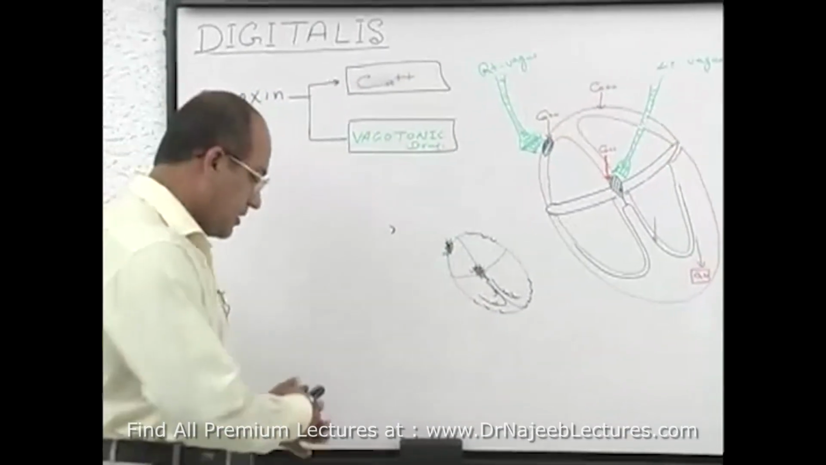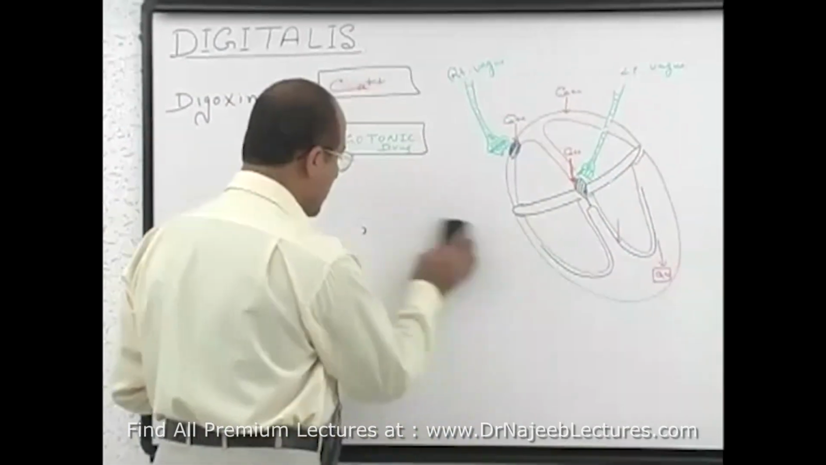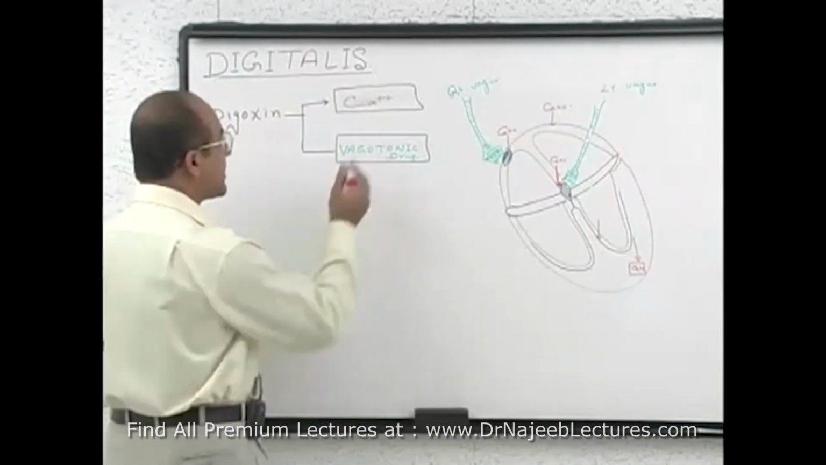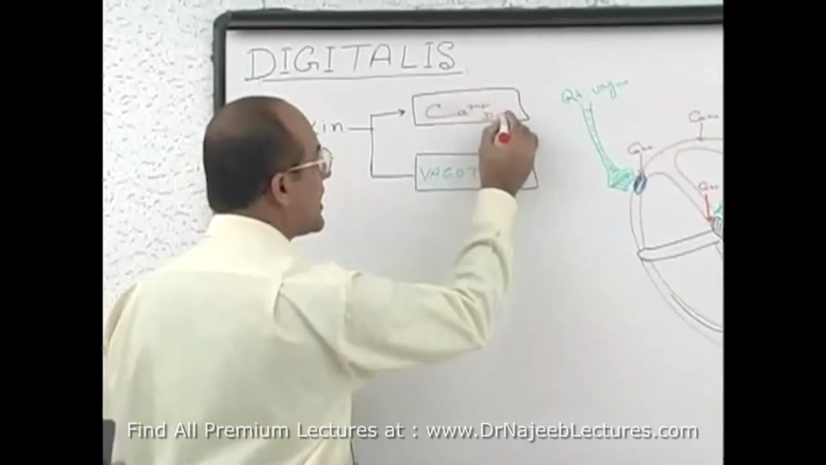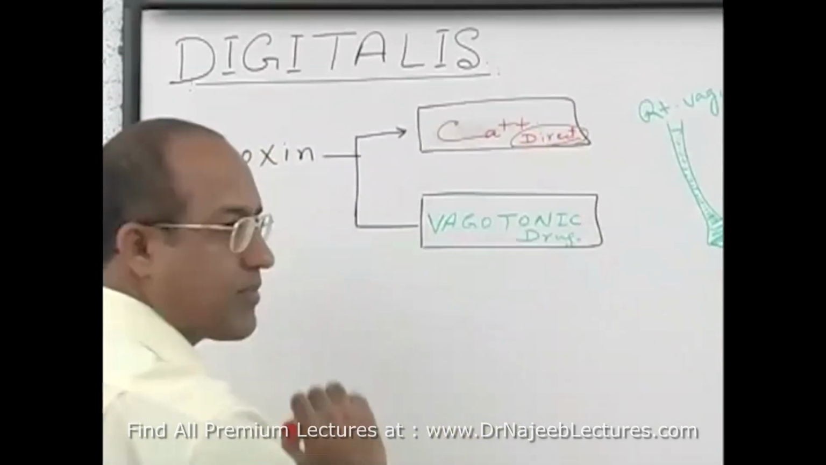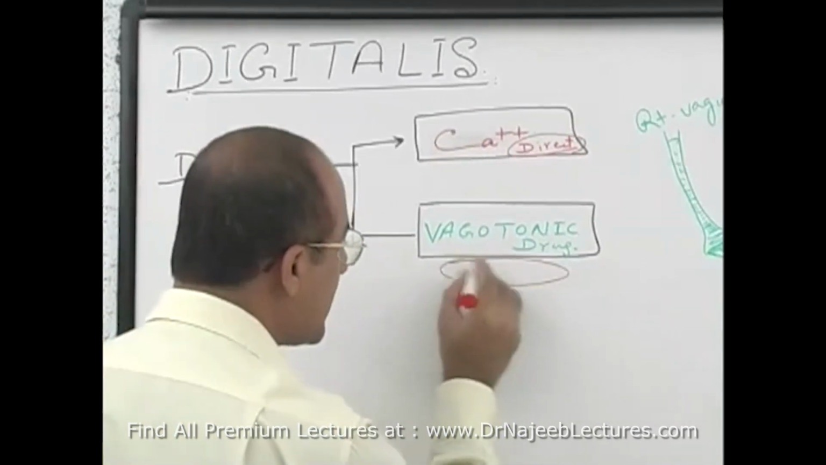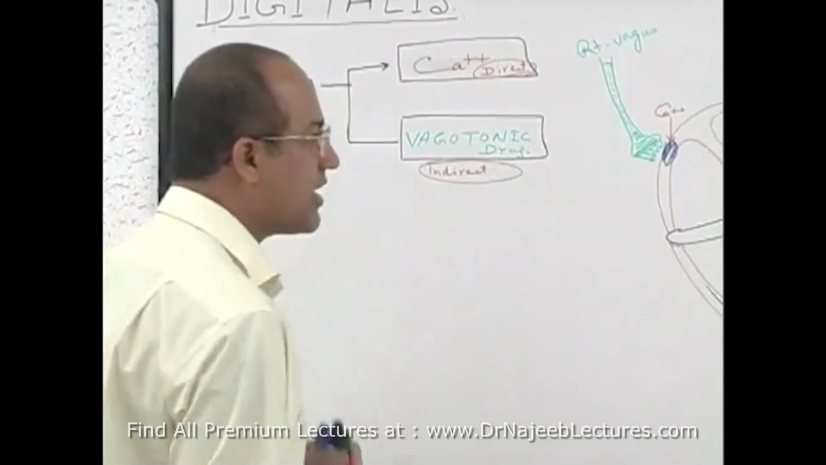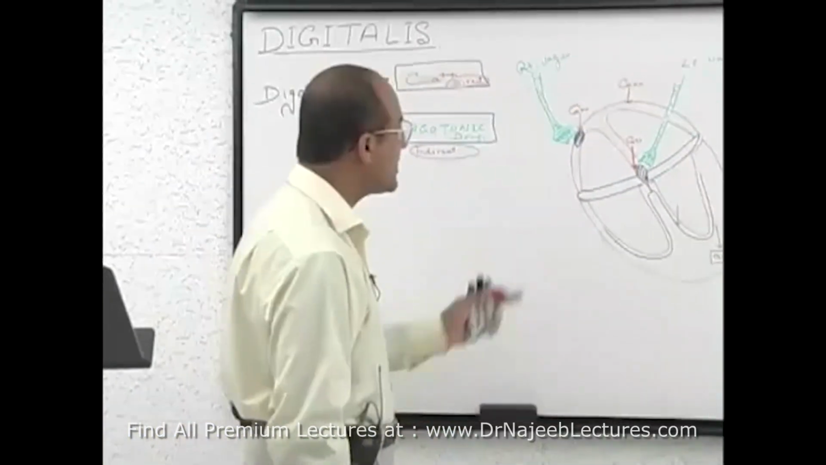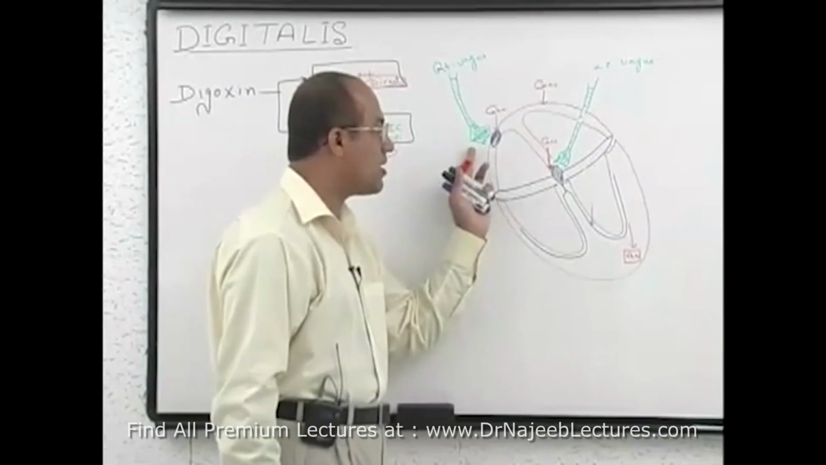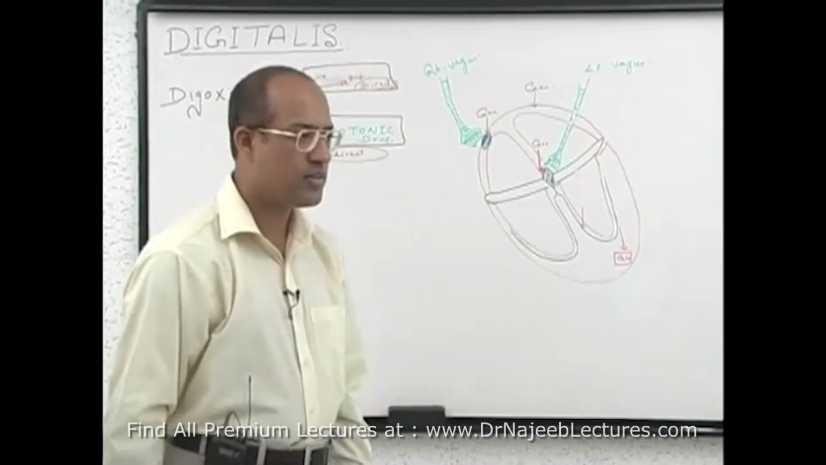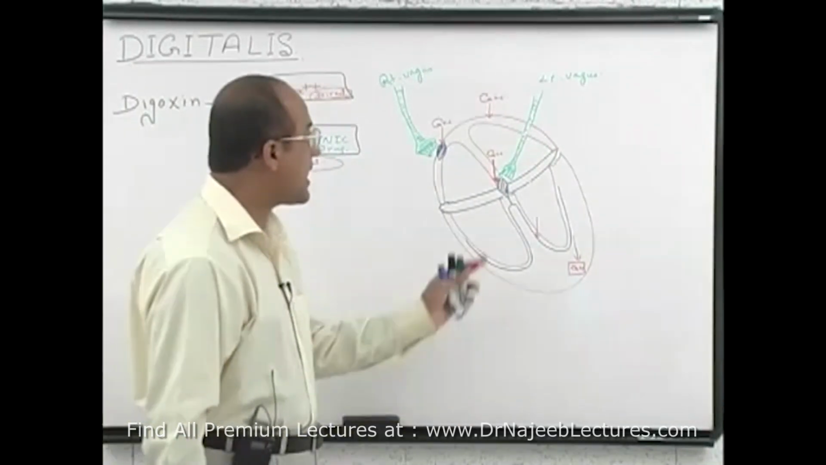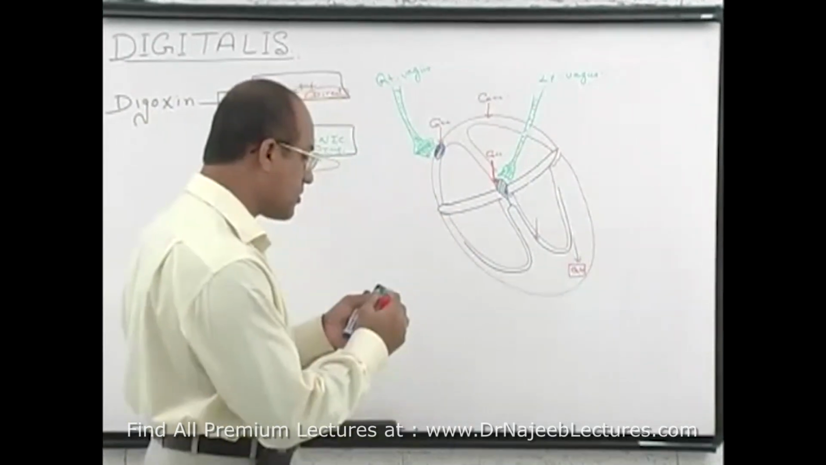Now look at this thing. Once you have understood this concept, we see that calcium loading is a direct action of digoxin on the myocardium. But the vagotonic action is indirect. By changing the vagal tone, it changes the cardiac function. Now, is the vagus an SA node stimulator or inhibitor? Inhibitor, yes. It is the parasympathetic nervous system, and it means the vagus is negative chronotropic.